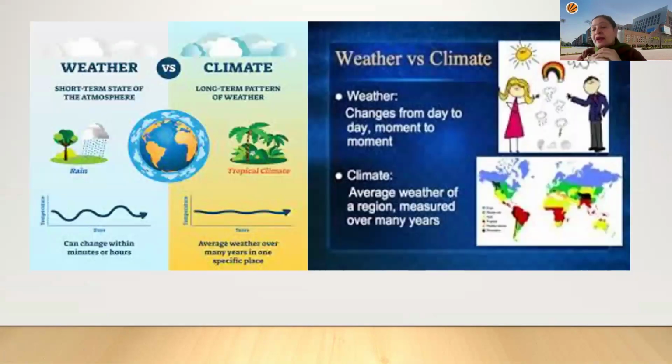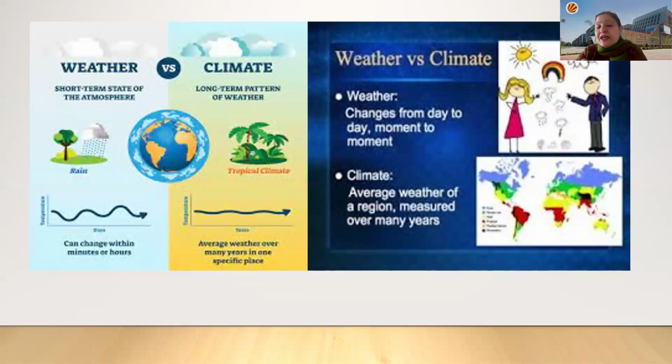But how is climate different from the weather? Climate is the summation of weather conditions for a longer period of time over a wider area. If we want to differentiate weather and climate, weather is a short-term change over a smaller area. Changes may be for minutes, for hours, for a day, or 24 hours, 48 hours. But climate is a long-term change in the weather conditions over an area.